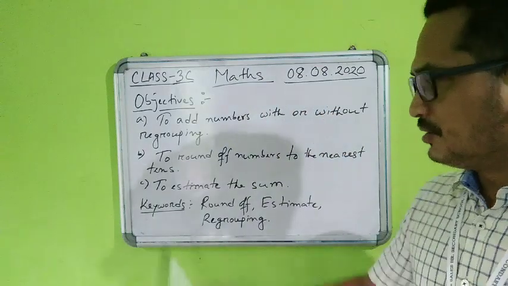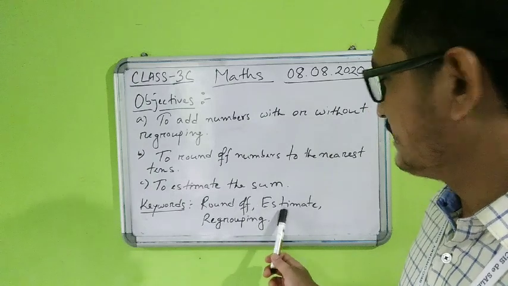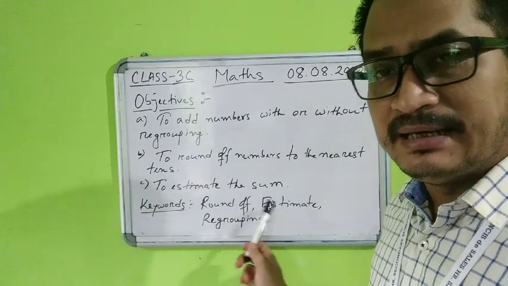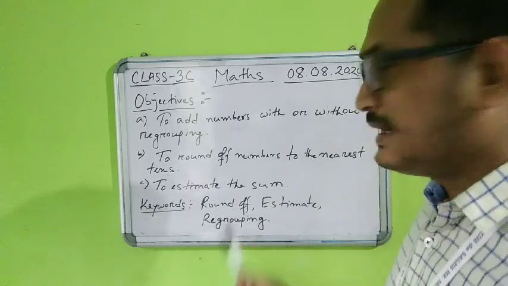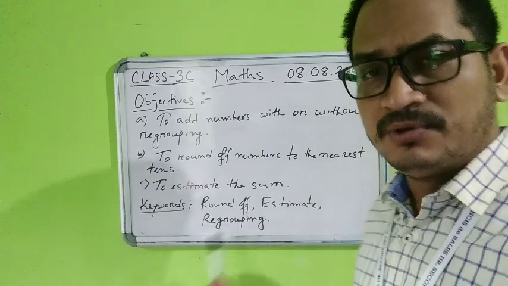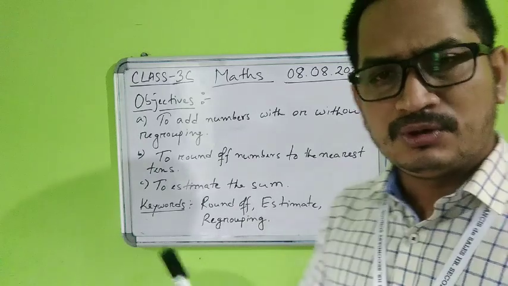this chapter. What will be the keywords? Students, you can see the keywords. It is round off, estimate. Now round off and estimate, as I say, the meaning is same. Fine. But in exam you may get any of these words. Either you may get round off or you may get estimate. So you should not get confused.